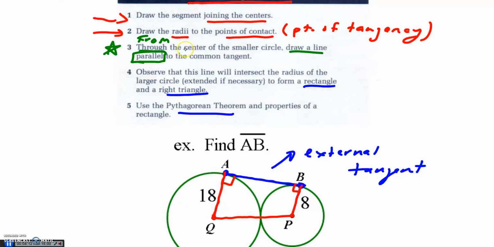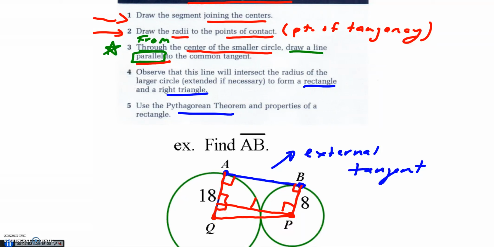Step 3, from the center of the smaller circle, so P, we want to draw a line parallel to the common tangent. So in this case, that means we start at the smaller center of P. We need to draw a line parallel to the common tangent AB. So I'm going to draw it to make it look parallel. And because I created these two shapes, a quadrilateral and a triangle, I noticed that this quadrilateral has two right angles, which means that this entire thing must be a rectangle. So I created a rectangle and a triangle. If this is a right angle, these are supplementary, so this angle also must be right.